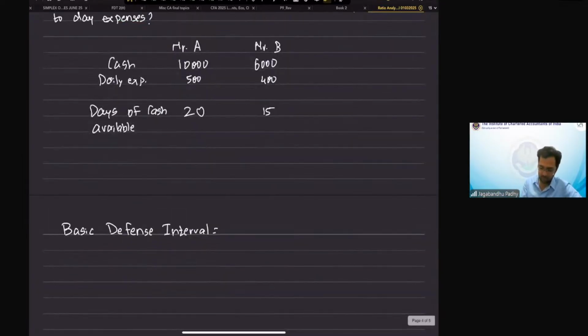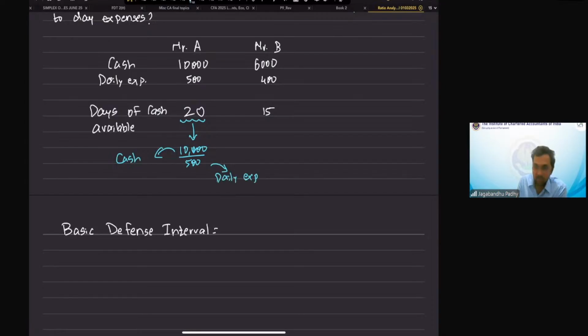Now, just as we did this 20 and 15, can you tell me how we computed this 20? Can I say 10,000 upon 500? And what is 10,000? 10,000 was the cash balance available. 500 was the daily expense, right? A similar formula is going to be there even for the basic defense interval ratio.